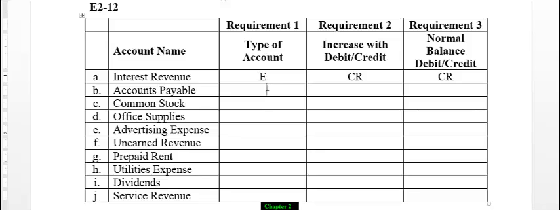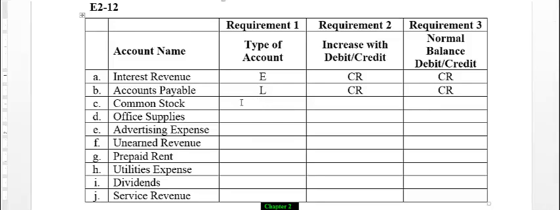Accounts payable. Accounts payable is something that the company owes, so it is a liability. It is an obligation the company has to satisfy sometime in the future. As a liability, the account is going to increase as a credit. As the account increases as a credit, we are looking at it is going to have a normal credit balance.